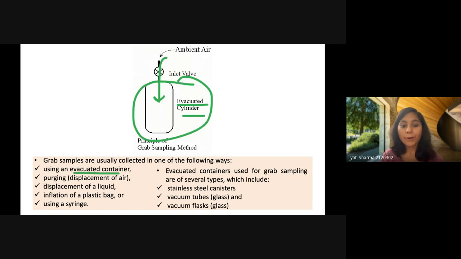We can use purging, I will show in the next slide. Then displacement of the liquid, inflation of the plastic bag. Even if we have a plastic bag, we can have that air in it, and using the syringe. And as I told you, the material of that container will be very different. This can be your vacuum tube, this can be your vacuum flask, this can be your stainless steel canister, right?